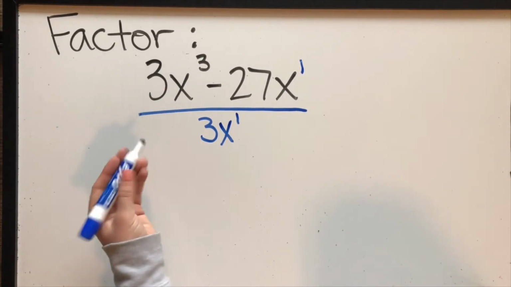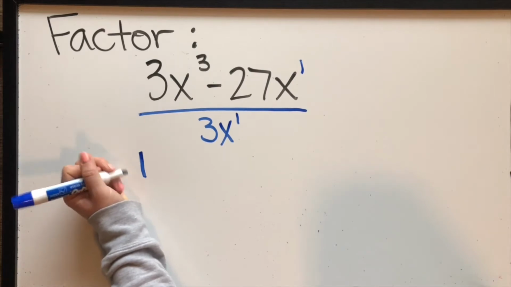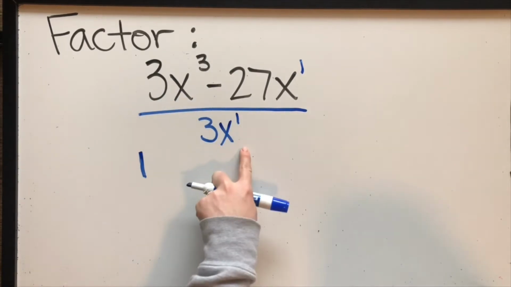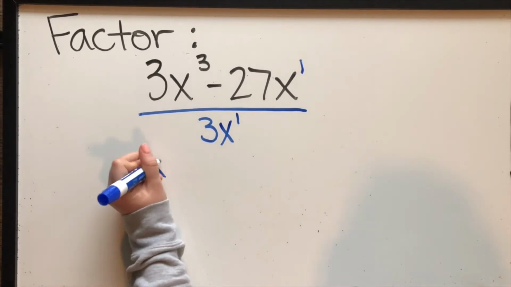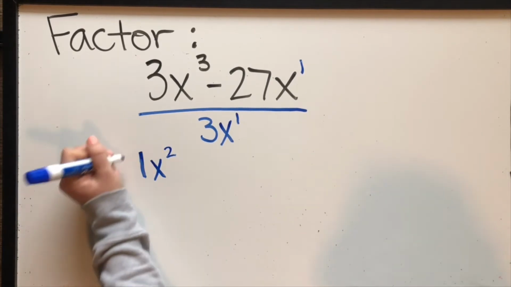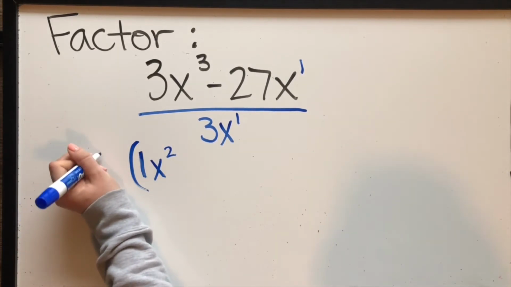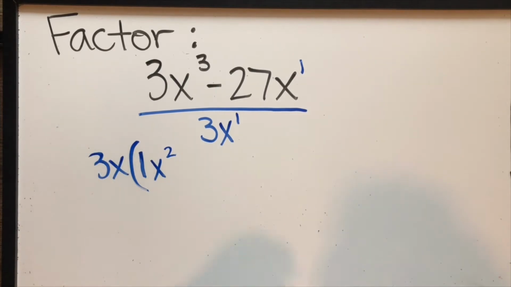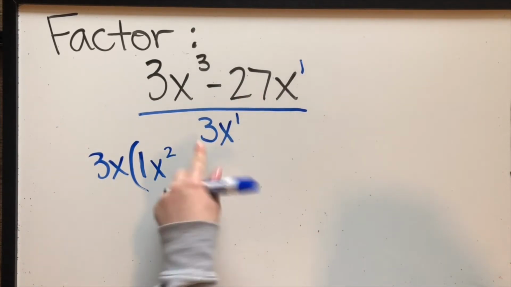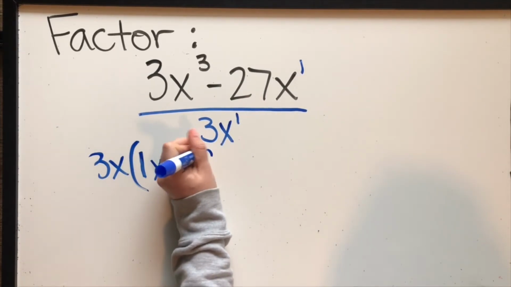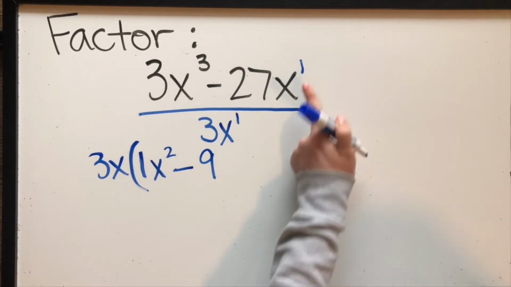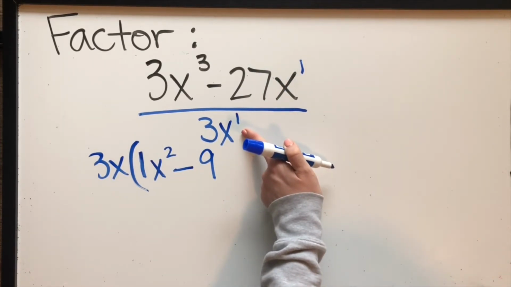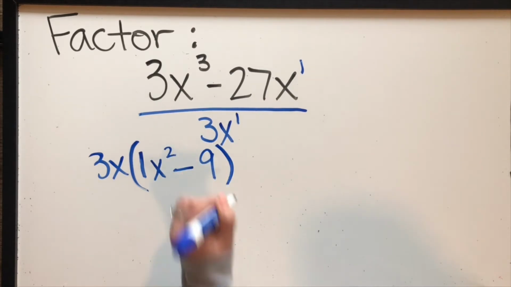So 3 divided by 3 leaves us with 1. If you had x cubed and you're taking out x to the first, that's going to leave you with x squared. And it needs to go inside parentheses with the GCF out front. Negative 27 divided by 3 is negative 9. And you had x to the first power. We're taking out x to the first power. So we're just left with that.